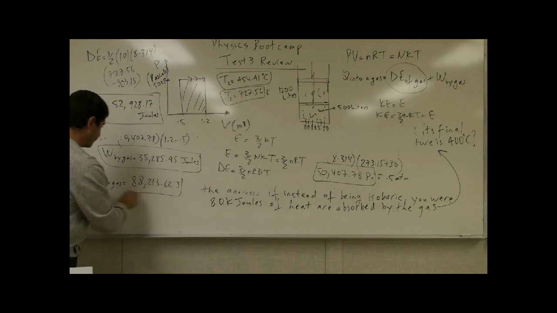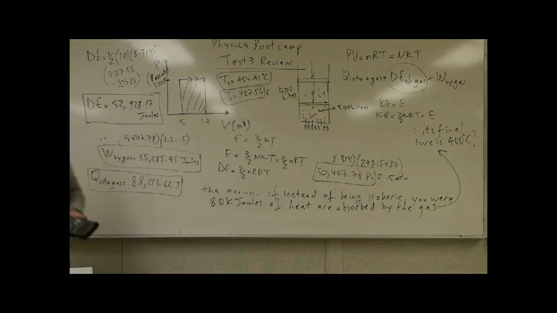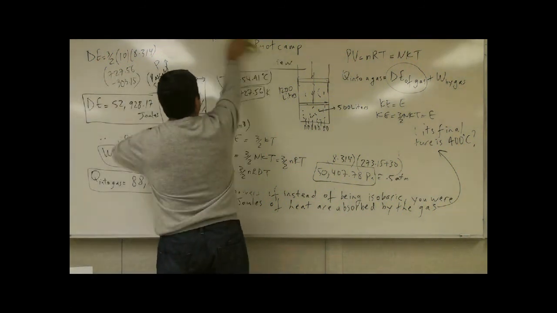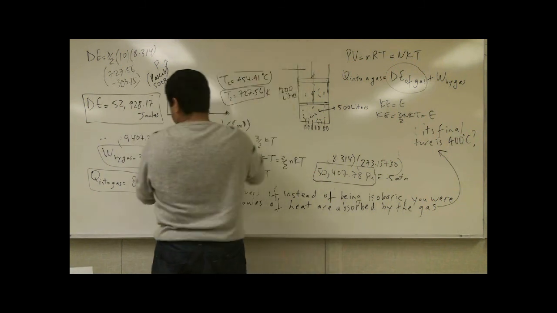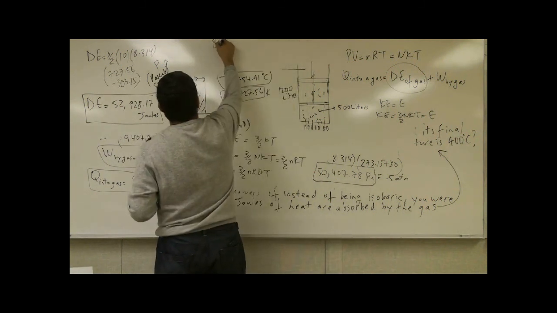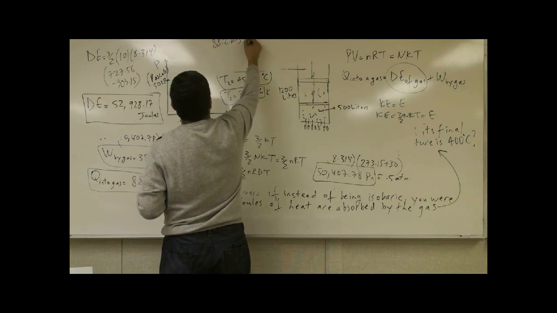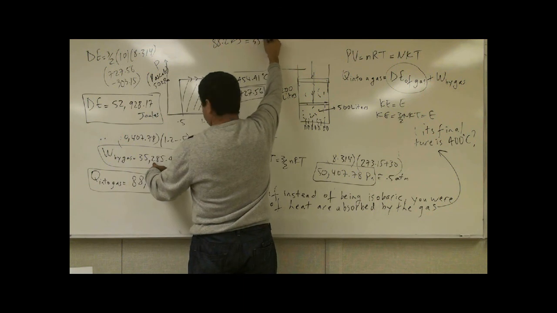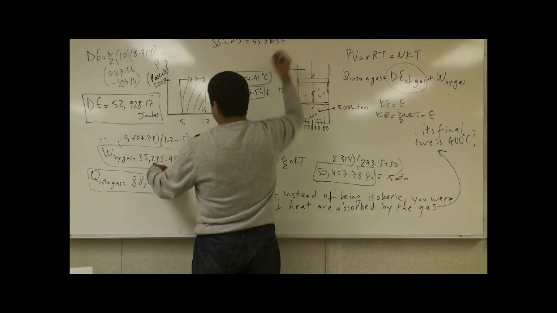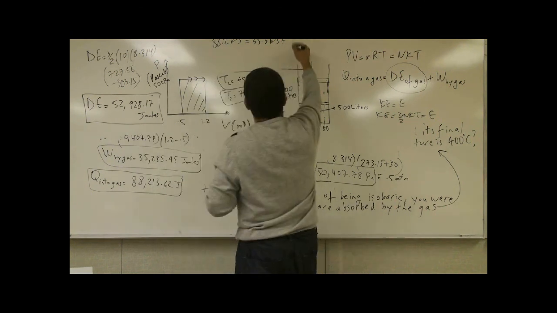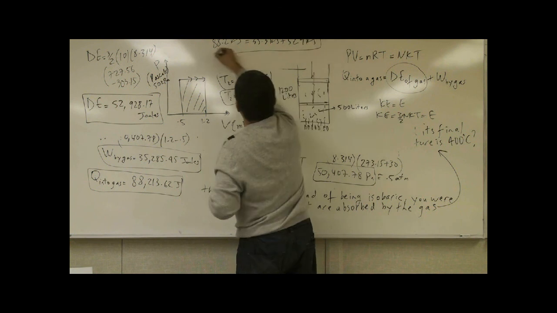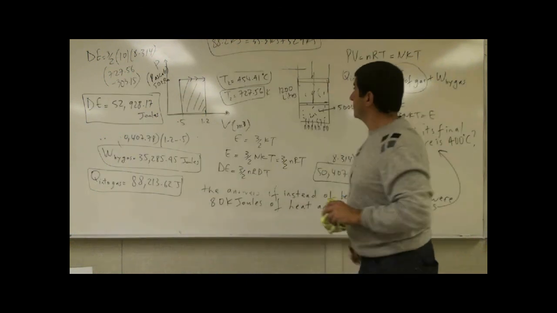88,213.62 joules. Okay? 88,000 joules of heat. If I want to just simplify that, just in terms of kilojoules, I would say, okay, you have 88.2 kilojoules of heat coming in. Okay? The gas is doing 35.3 kilojoules of work. And its internal energy is increasing by 52.9 kilojoules. Without all those other digits, right?